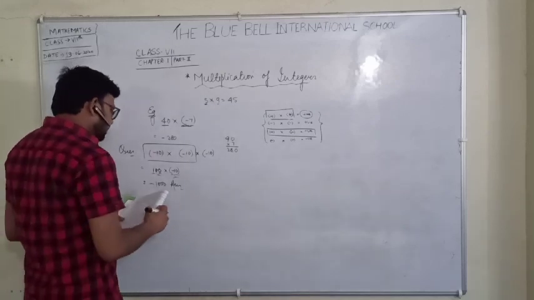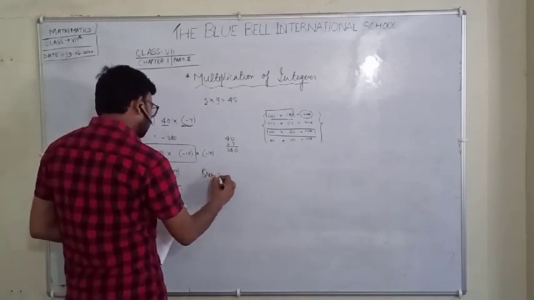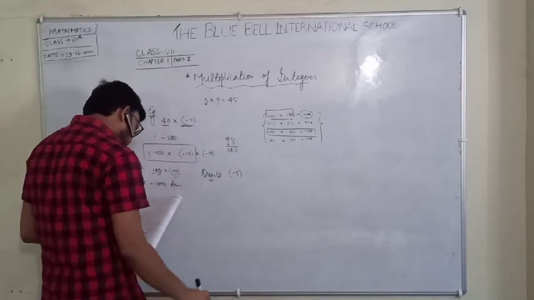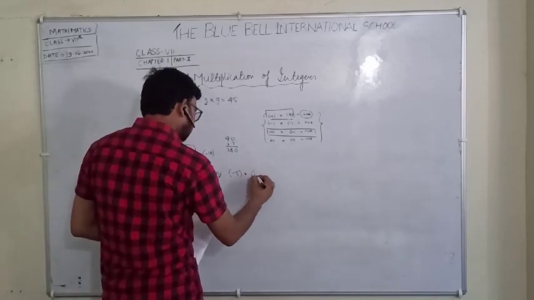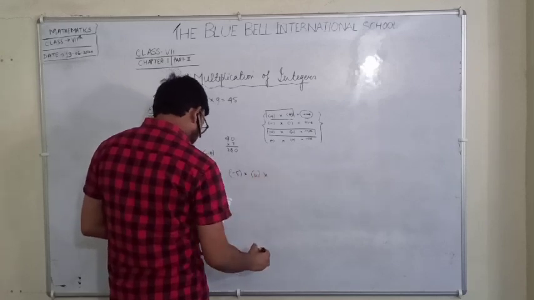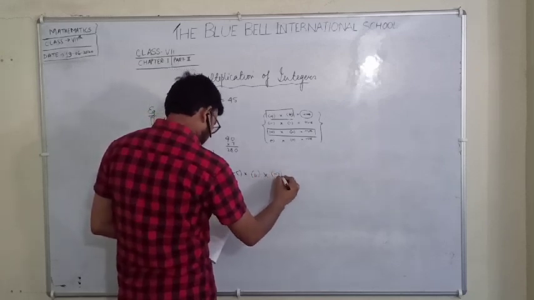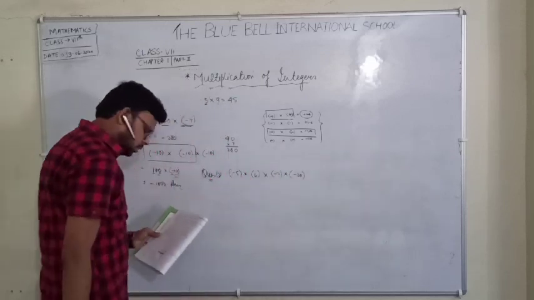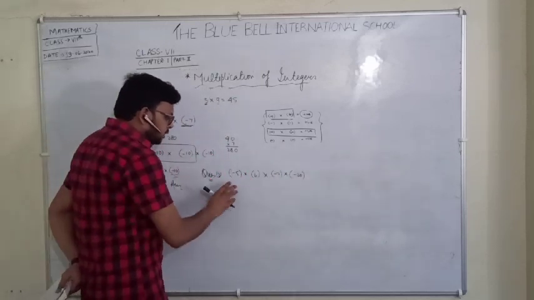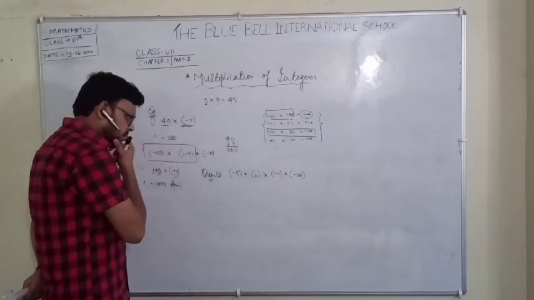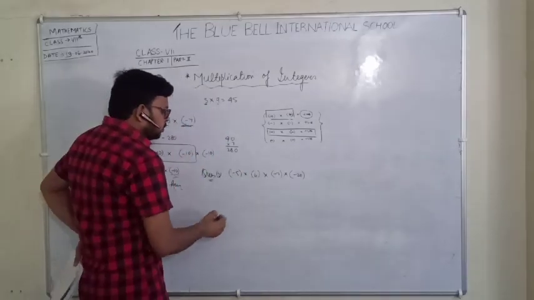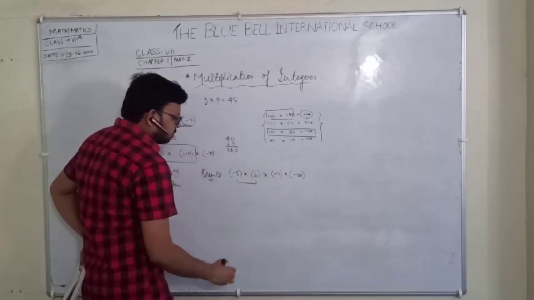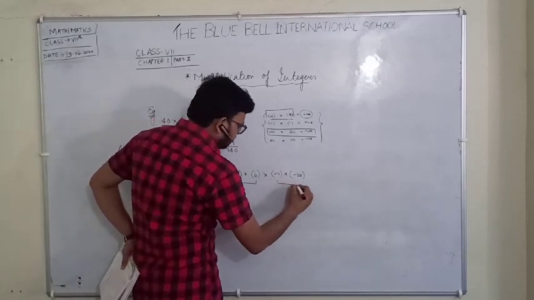We will see some more examples. Example number 3: minus 5 into 6 multiplied with minus 7 into minus 20. Now there are four integers and you have to multiply all of them. You have to make two pairs. This one is the first pair and this one is the second pair.